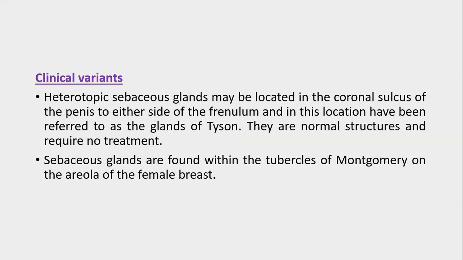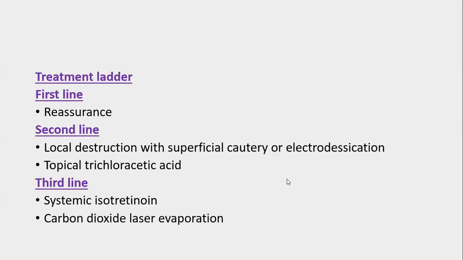There are clinical variants. It may be located on the coronal sulcus, on either side of the frenulum, and on this side it is referred to as glands of Tyson. Such are considered normal structures and need no treatment. Sebaceous glands are found within the tubercle of Montgomery on the areola of the female breast. First line treatment is reassurance. I think this should be the only line of treatment.